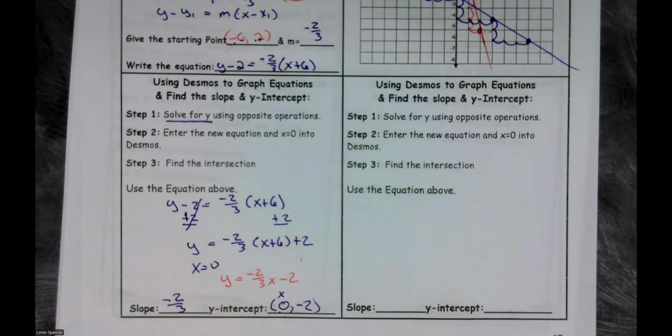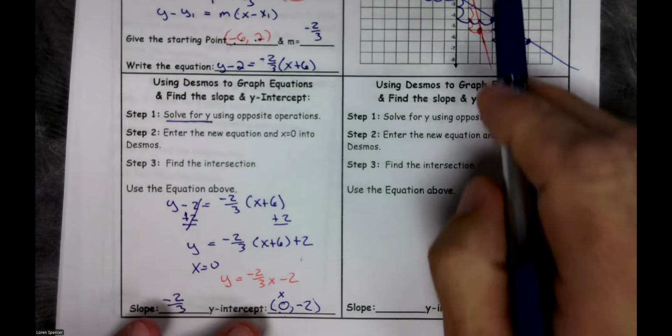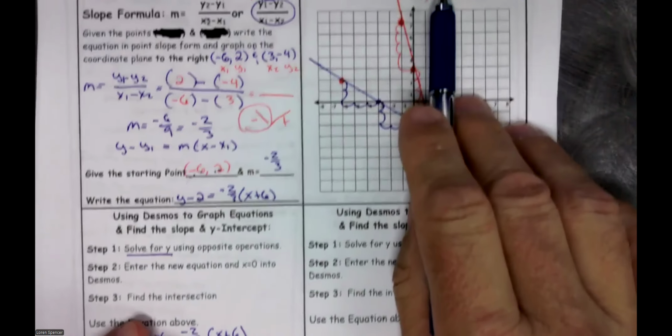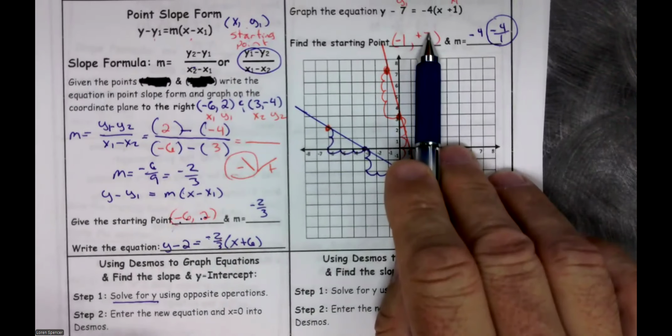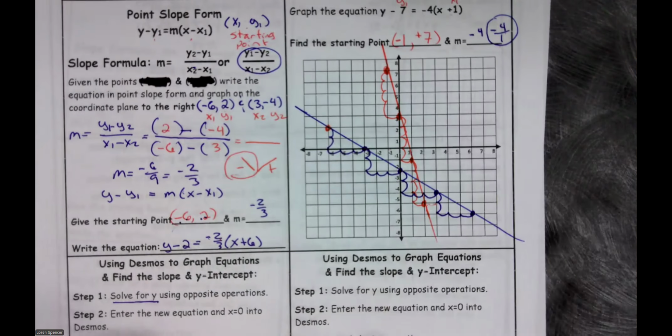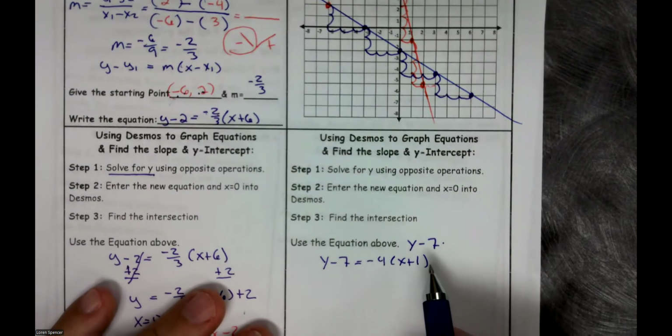Okay, stop the share. All right, so now we're going to use this one up above, which was y minus 7 equals negative 4, parenthesis x plus 1. So I'm going to write that down. So y minus 7 equals negative 4 times x plus 1. All right, so I just copied it down from above.